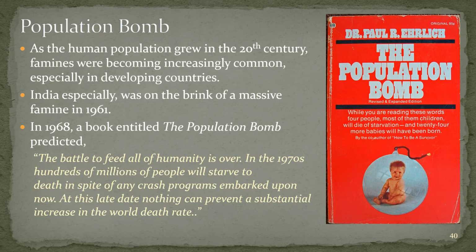So, in the 20th century, as the human population grew, famines were becoming increasingly common, especially in developing countries. India, especially, was on the brink of a massive famine in 1961, and in 1968, a book entitled The Population Bomb predicted that the battle to feed all of humanity is over. In the 1970s, hundreds of millions of people will starve to death in spite of any crash programs embarked upon now. At this late date, nothing can prevent a substantial increase in the world death rate. So that's a little doom and gloom.